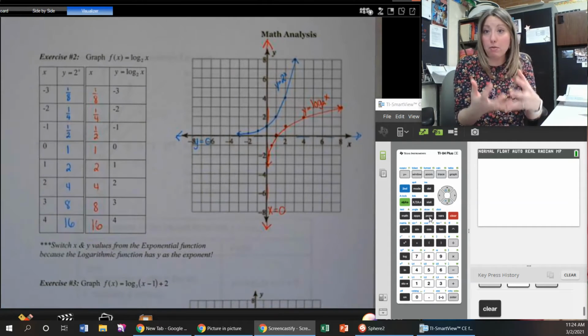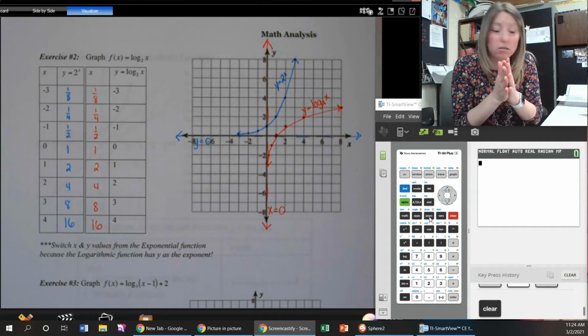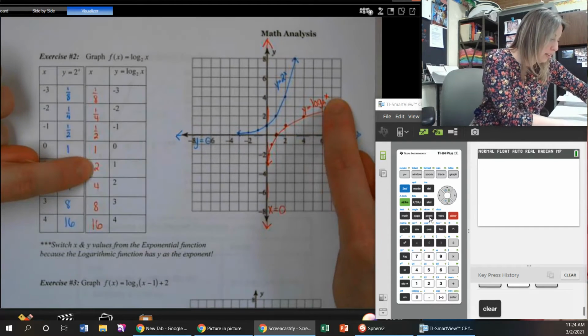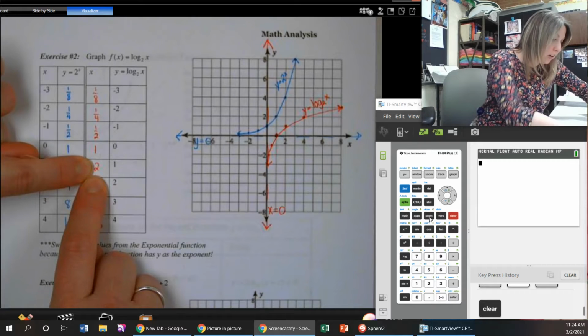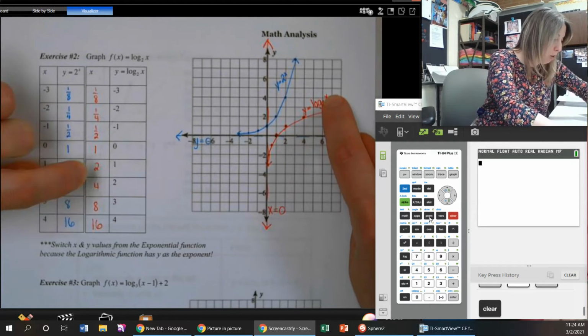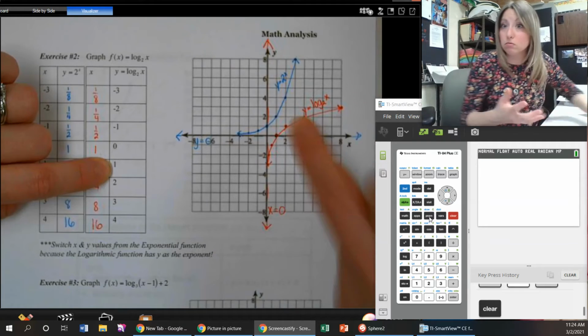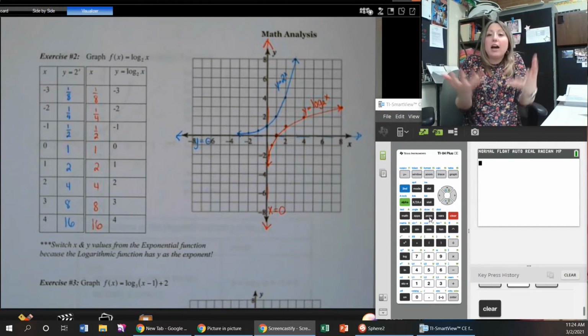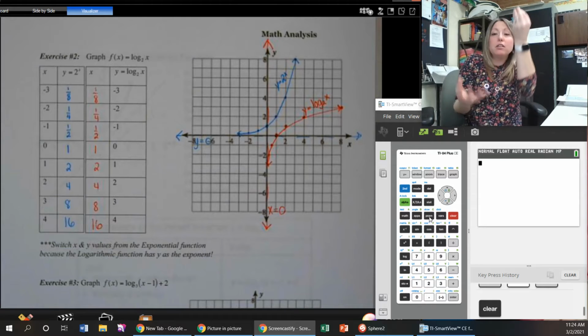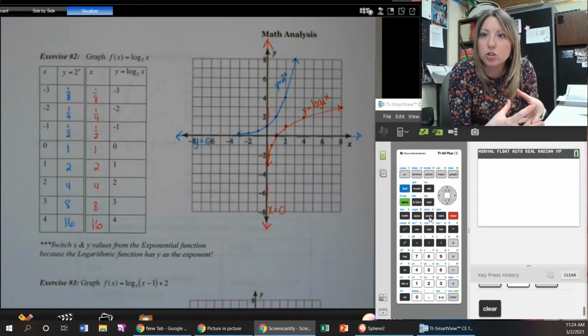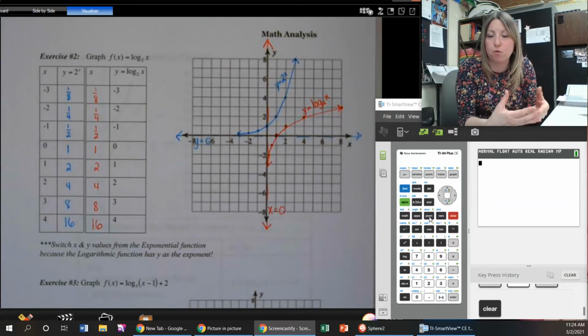Think about that. The answer for x here, let's say right here, is 2. So that's this x. The output is 1. Well, that makes sense. Log base 2 of 2 is 1. That's why, because of the form switch, this is actually an inverse when we put it in function form.